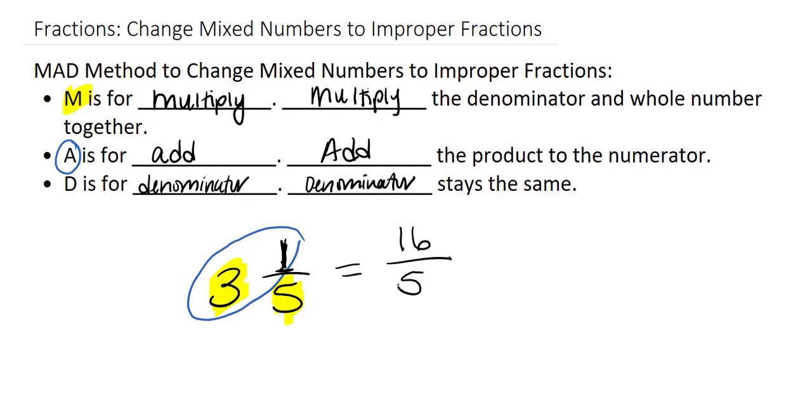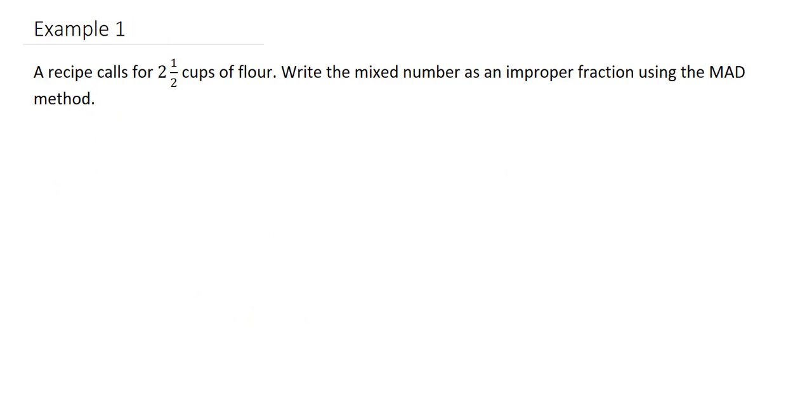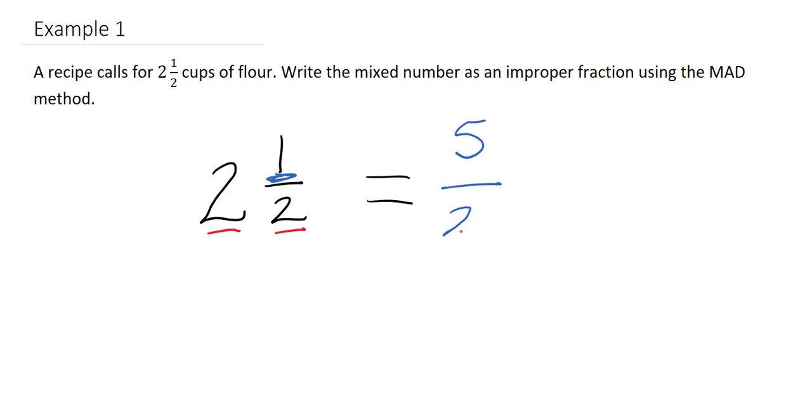But let's do some more examples. So example 1. A recipe calls for 2 1/2 cups of flour. Write the mixed number as an improper fraction using the MAD method. So let's rewrite this. 2 1/2 becomes, well, we'd multiply this 2 times 2. So that would equal 4. And then we go ahead and add it to this 1. So we get 5. And then we keep our denominator.